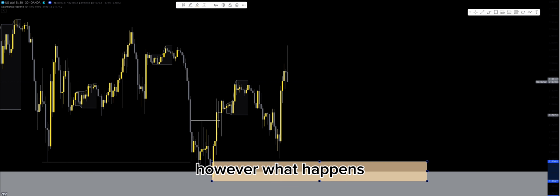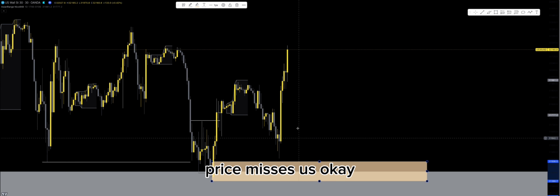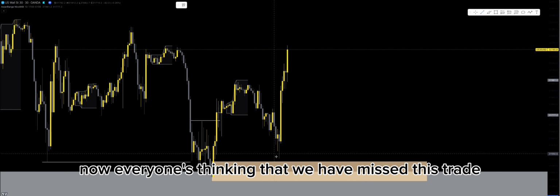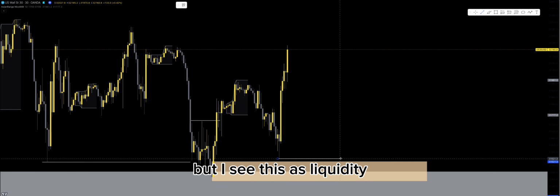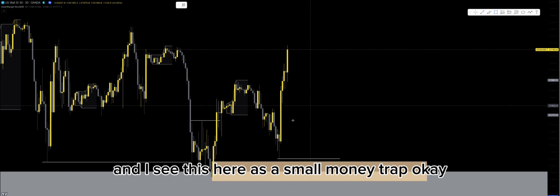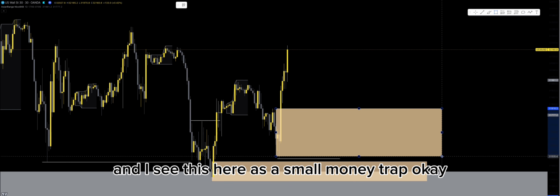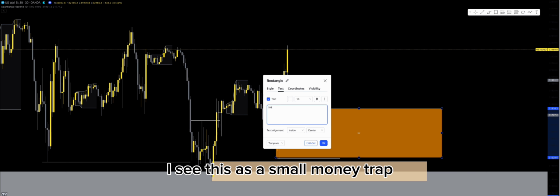However, what happens? Price misses us. Okay, price misses us. So now everyone's thinking that we have missed this trade, but I see this as liquidity, and I see this here as a smart money trap. Okay, I see this as a smart money trap.